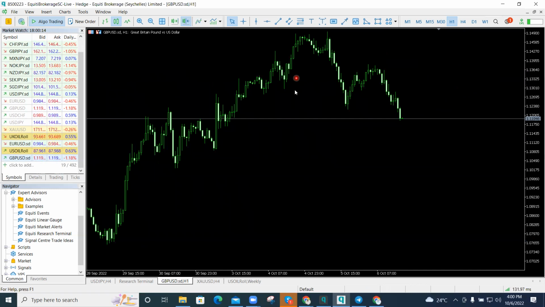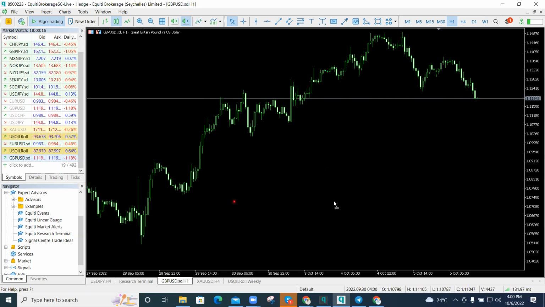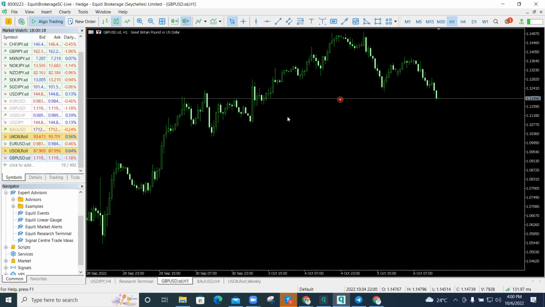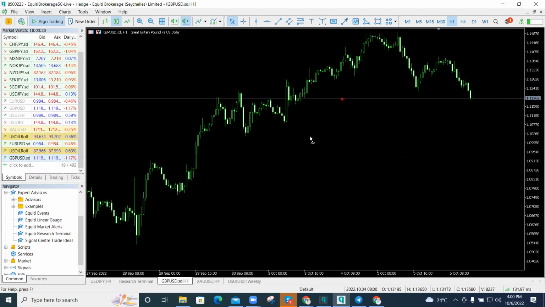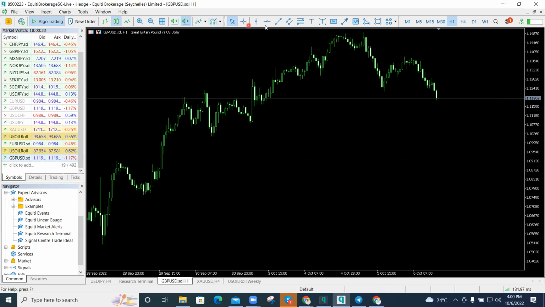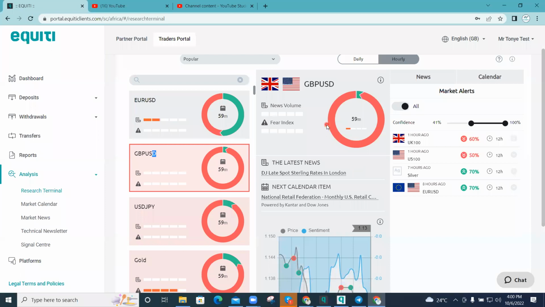You can see a massive, this was actually a bullish dominated market, but of course there is a break of structure, and here we can see that it is the bears who are currently dominating this market. True, for the past two or three trading days, the bears have been dominating the market, and of course that is what we find here on the research terminal, that the bears are dominating the market. So these are the features.